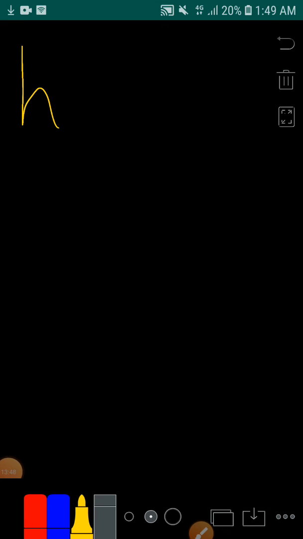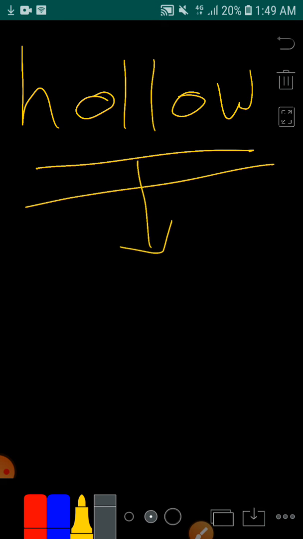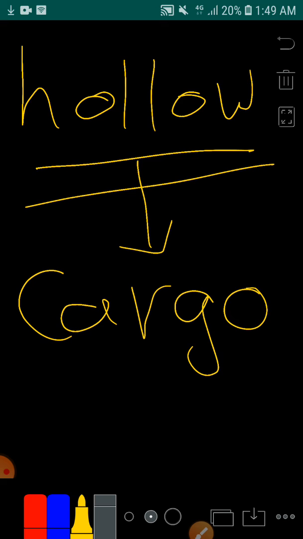Also, we had hollow. We said hollow objects have air inside. Okay, hollow. Cargo. We said cargo as bags. We have some cargo ships which carry bags and so on. Okay, hollow objects are light, so they float and they can carry cargo.